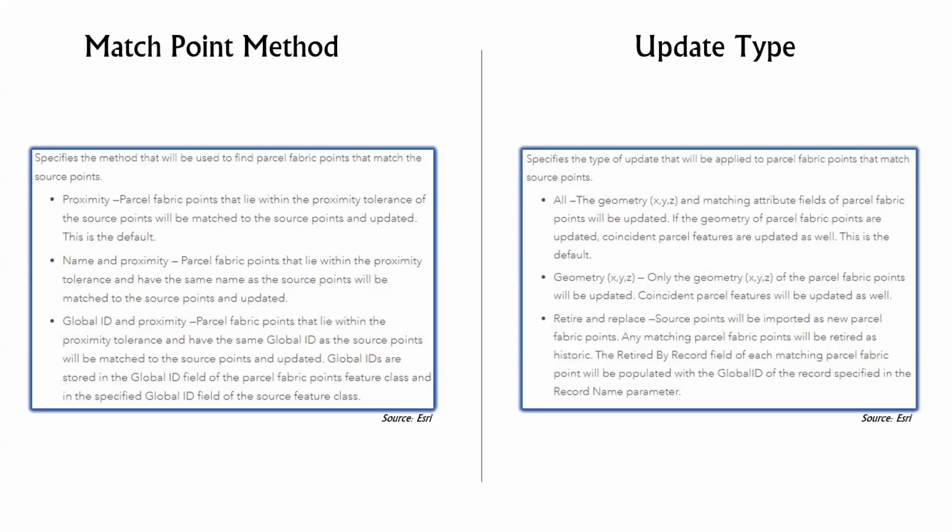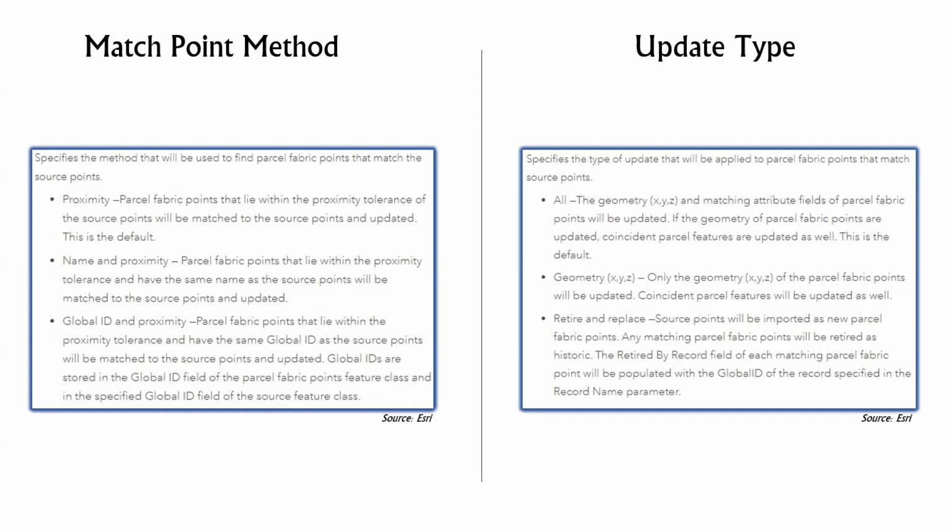On the right side, we have update type, where we have three choices for this parameter. Choosing all will update the geometry and matching attribute fields of the parcel fabric points. Coincident parcels will also be updated. Choosing geometry will only update the geometry of the parcel fabric points, and coincident parcels will be updated as well.